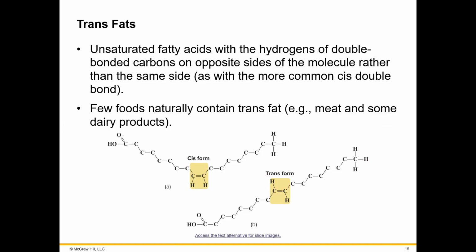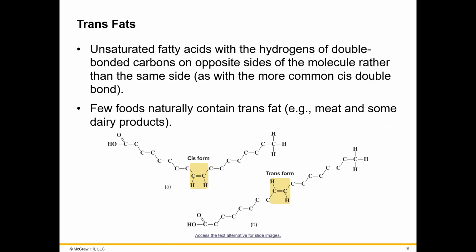So trans fats, you see here, have a unique placement of the hydrogen in this bond. It's an unsaturated fatty acid where the hydrogens of the double-bonded carbons are on opposite sides. Here you see the cis form. Cis means same side, so both hydrogens are on the same side. When you transform it, trans means other side, so the hydrogen is now on the other side.